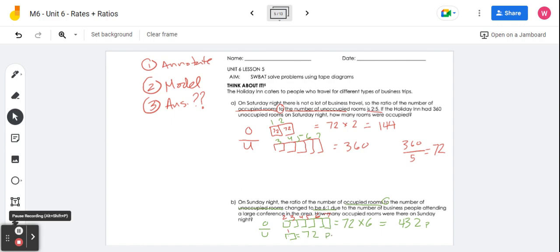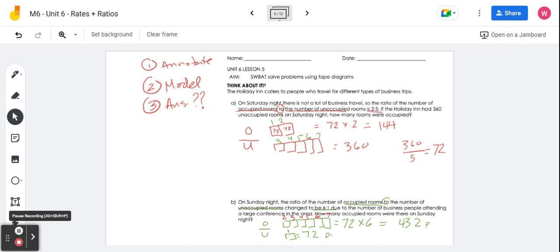So we see here that the total number of parts, the total number of pieces of tape, as we saw in our diagram, still stayed the same. So each part in the ratio should still stay the same. There's just a change in the total number of occupied and unoccupied rooms. What's the same in both of these two ratios? The total number of pieces of tape, meaning the total number of people who were at this Holiday Inn over the weekend. What has changed is the number of people who were occupying a room, meaning they stayed at that Holiday Inn, versus unoccupied rooms that were not.